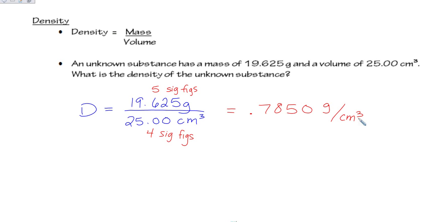So the density equation is something that I should be able to solve for any variable. It is common that I might have density and a volume, or density and a mass, and I need to solve for the missing variable. So I should be able to manipulate this for any variable. I should be able to solve it for sig figs and proper units.